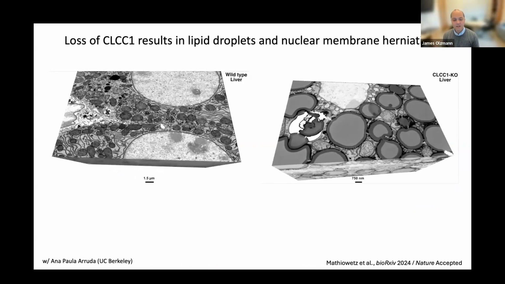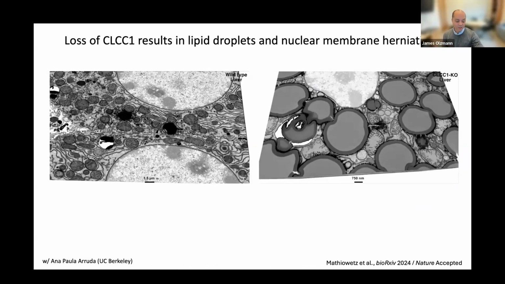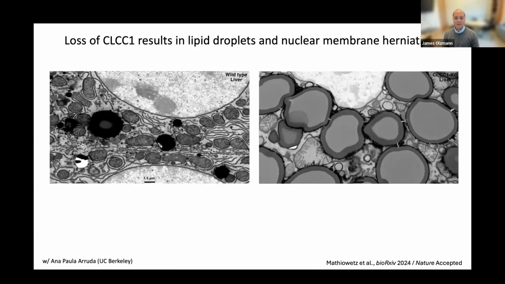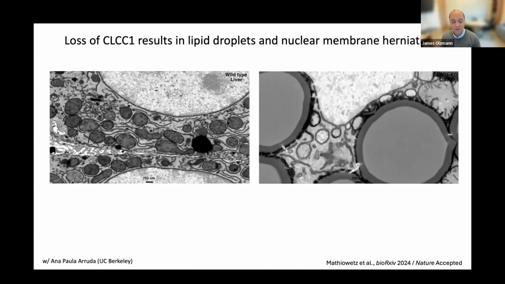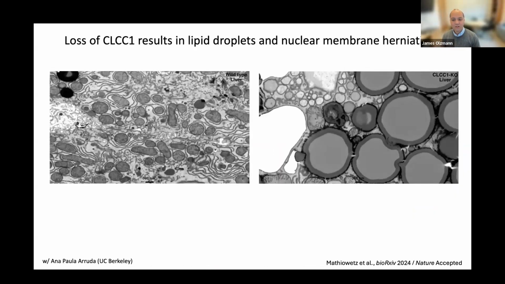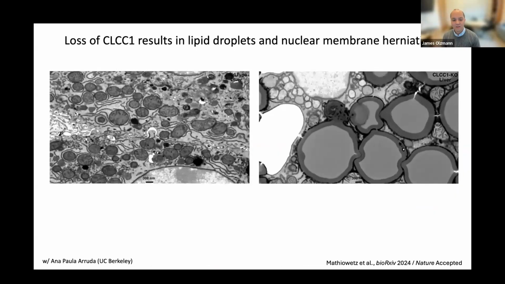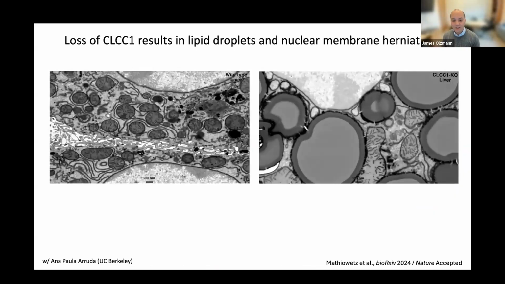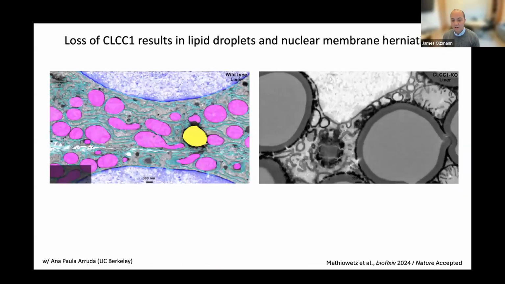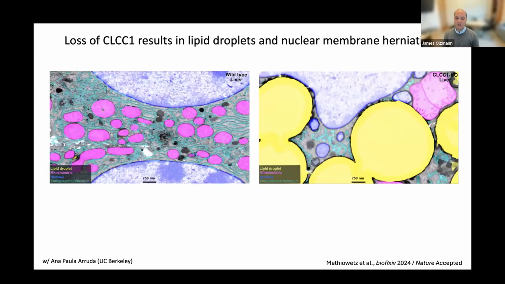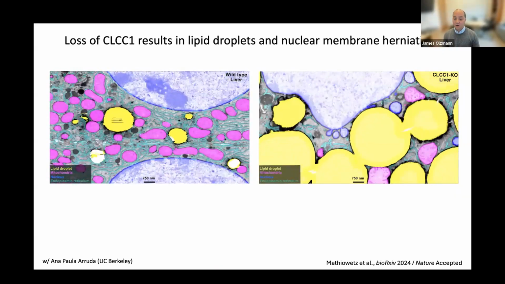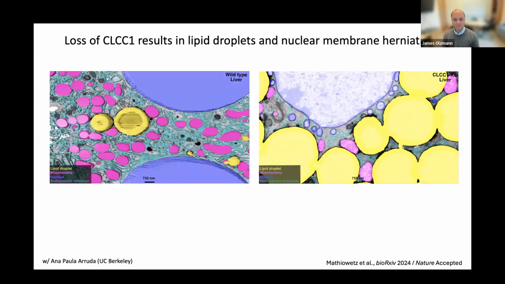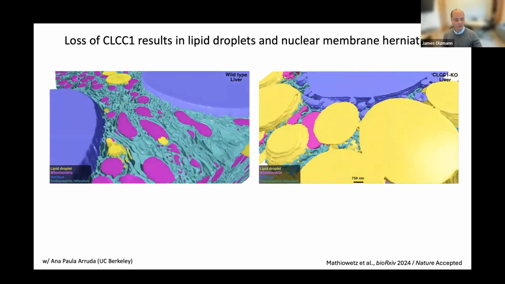And so we wanted to study this in more detail, and together with Ana Paula Arruda, we looked more closely at the membrane and organelle architecture changes in these cells. These are in the mouse liver, so on the left, the wild-type liver, on the right, the knockout liver. Of course, you can see the striking accumulation of these enlarged luminal lipid droplets, these altered lipoproteins shown in yellow. So these cells are just packed full of these.